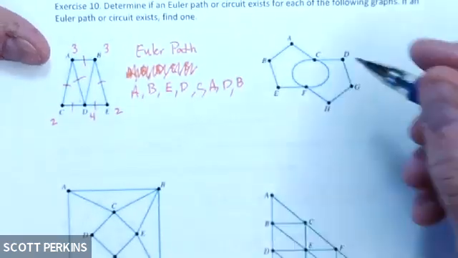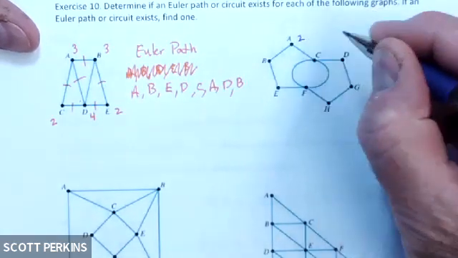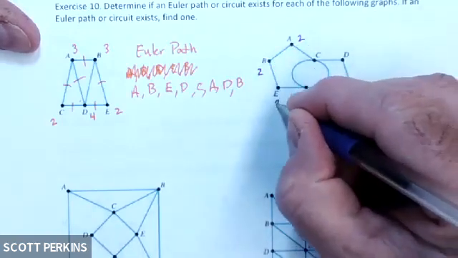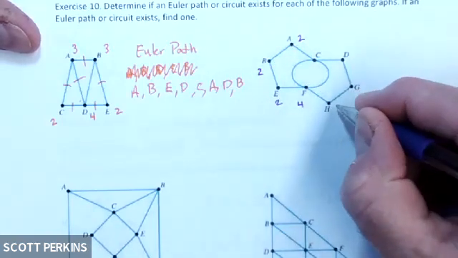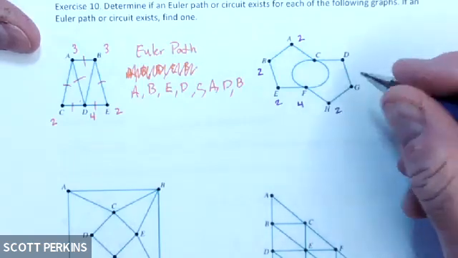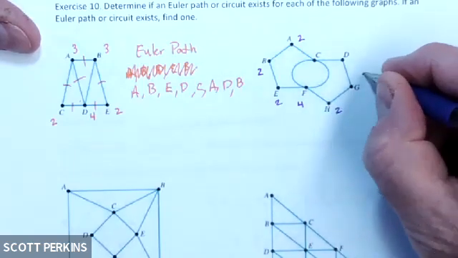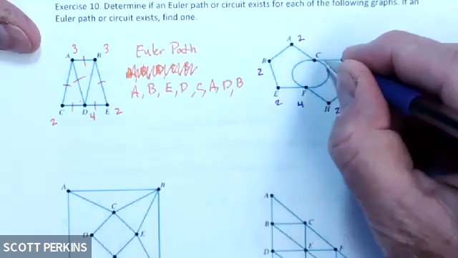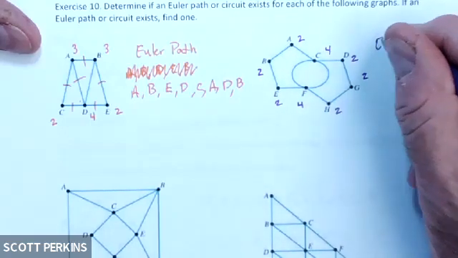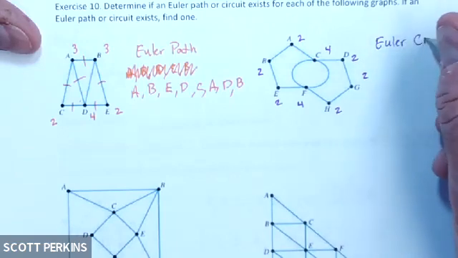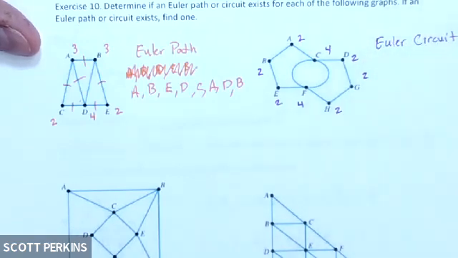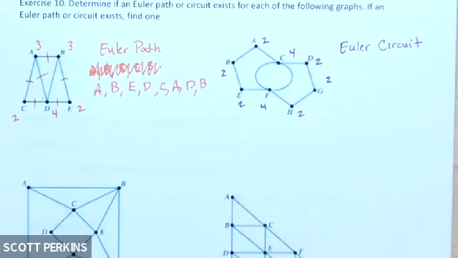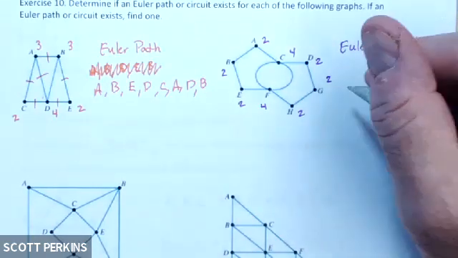Next one, vertex A is degree 2, B is degree 2, E has degree 2, F has 4, and I guess that's an H, I'm not wearing my glasses. H has 2, G has 2, D has 2, and C has 4. So this has an Euler circuit. We have all even vertices. There's no odd ones at all. And so basically in this situation, you could start anywhere. Anybody find one? Did you do this one? Go ahead, give it to me.